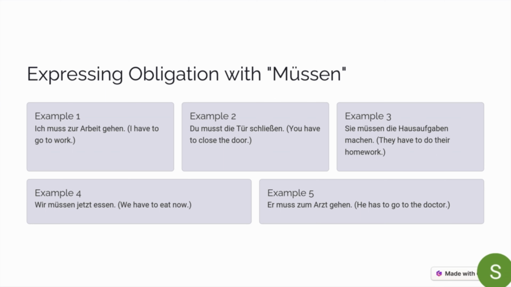You have to close the door. You must close the door. You can see it's something that you must accomplish. Example 3. Sie müssen die Hausaufgaben machen. They have to do their homework. Example 4. Wir müssen jetzt essen. We have to eat now. It's something that must happen. Example 5. Er muss zum Arzt gehen. He has to go to the doctor. So another easy one. Müssen translates to have to, or must, something that has to be accomplished.